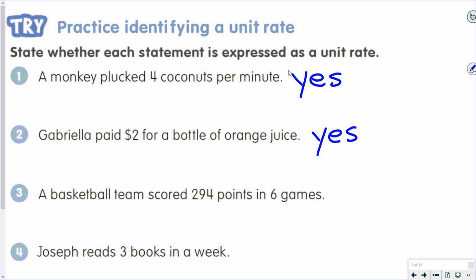A basketball team scored 294 points in 6 games. No, that is not a unit rate. Neither the points nor the games are down to a unit of 1. You have 294 points, 6 games. Neither of those is 1. And number 4, Joseph reads 3 books in a week. Yes, that is a unit rate because the 3 books are read in 1 week. So again, in order to be a unit rate, it has to be compared to 1 unit of something.